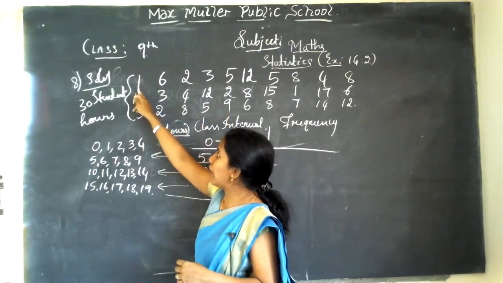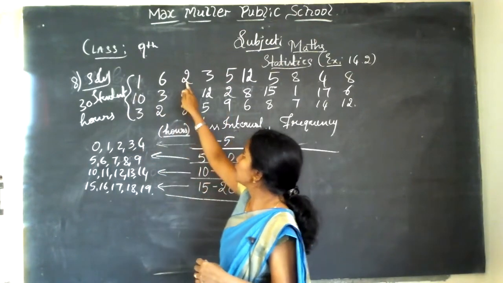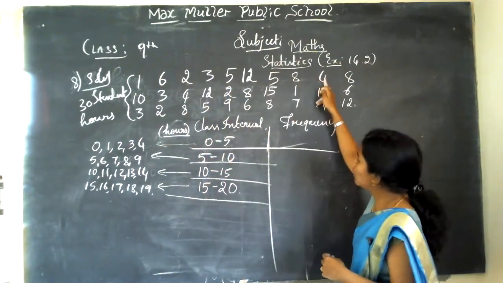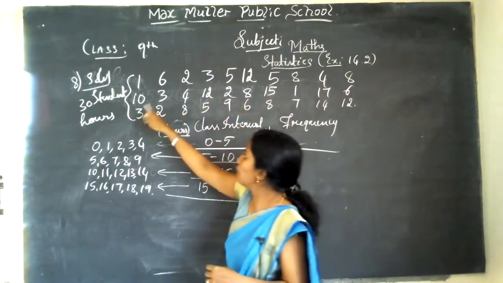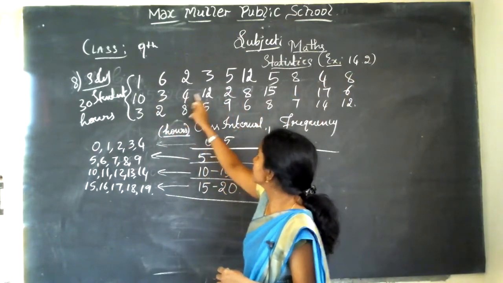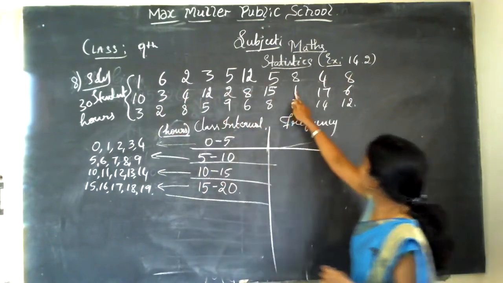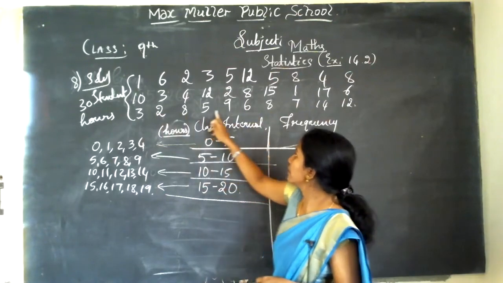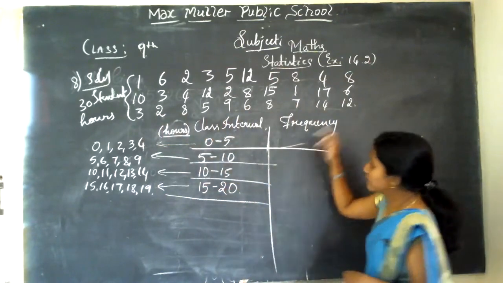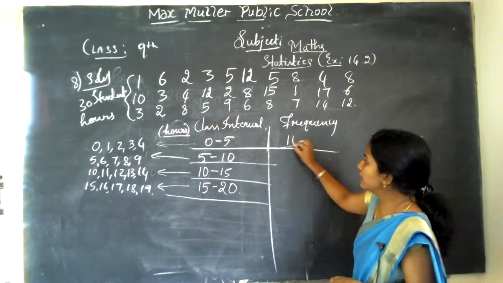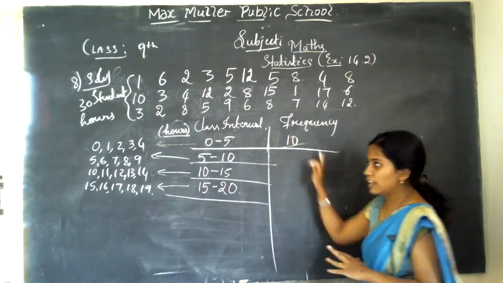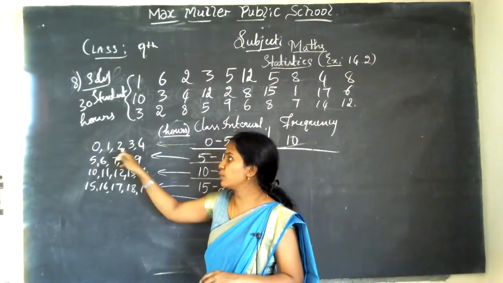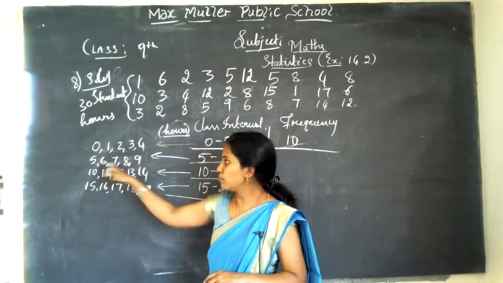0 you won't get, but you have got 1, 1, 2, 3, 4. Second row, 5, 6, 7, 8, 9, 10. So you will get 10. So 10 is the number of times these numbers 0, 1, 2, 3, 4 have repeated. So move to the next row.